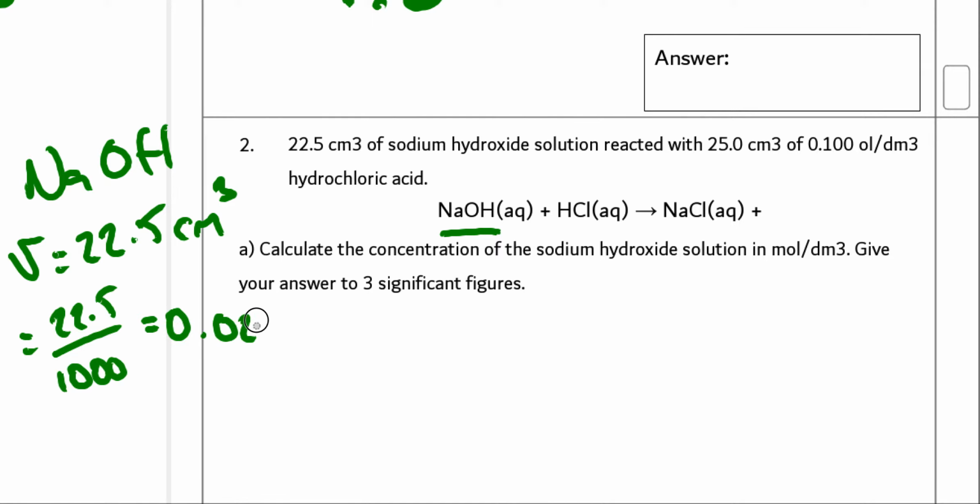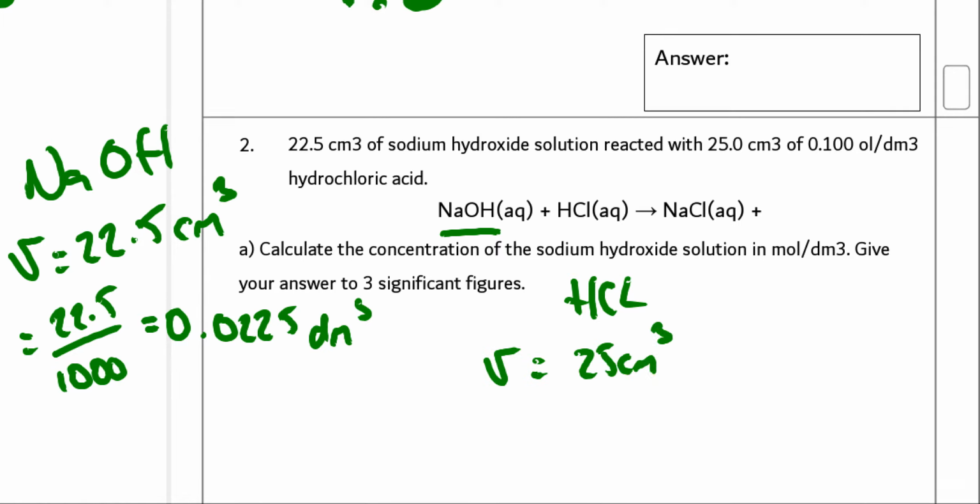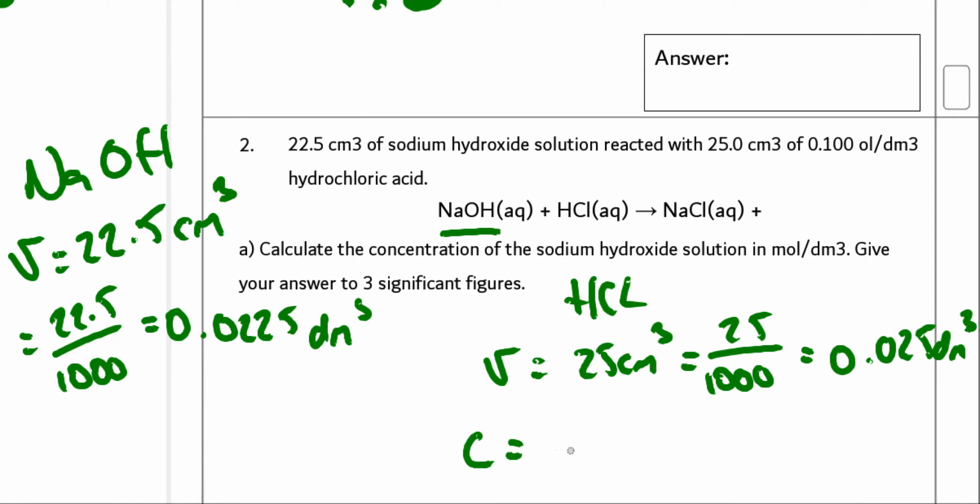So that's 0.0225. And this, write down what you know immediately, and it will help you build up the question and what you need to do. HCl is the next one. So we're given, again, the volume is equal to 25 centimeters cubed, and this is equal to 25 over 1,000 in decimeters cubed. So 25 over 1,000 is equal to 0.025 decimeters cubed, and we're given that the concentration, so C, is equal to 0.1 moles per decimeter cubed.